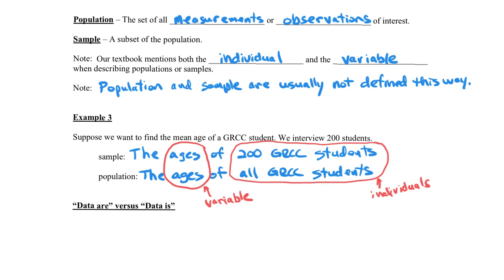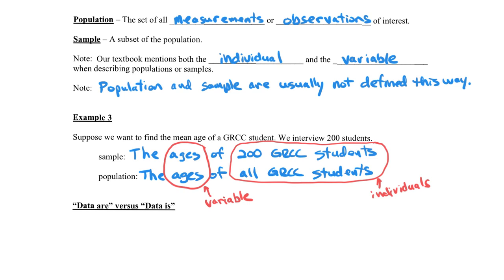Now again, like I mentioned before, a lot of statistical resources, if they were asked the same question, a lot of them would say the sample is 200 GRCC students. Notice they don't mention the variable, okay? I would say probably 8 out of 10 statistics books would define the sample in this case as 200 GRCC students. They would define the population as all GRCC students. Our particular book that we use, the Brace book, Brace and Brace were the authors, they include the variable with the sample and the population.